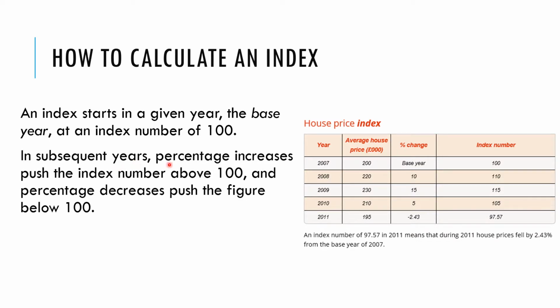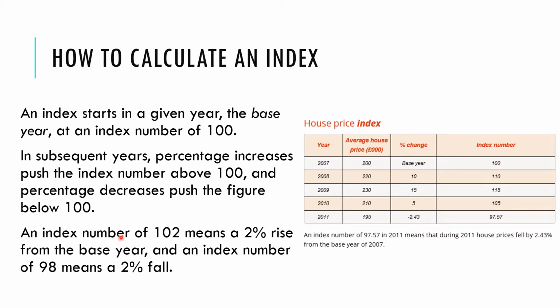So in subsequent years, percentage increases push the index above 100, percentage decreases push the figure below 100. An index number of 102 means a 2% rise from the base year, an index number of 98 means a 2% fall. So it's a nice way to make easy comparisons about prices and whether they're going up or down, because everything is set to one particular base year number.